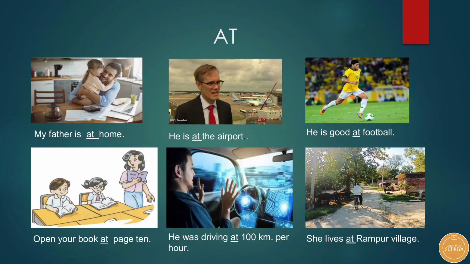Open your book at page 10. He is at the airport. He was driving a car at 100 km per hour. He is good at football. She lives at Rampur village.